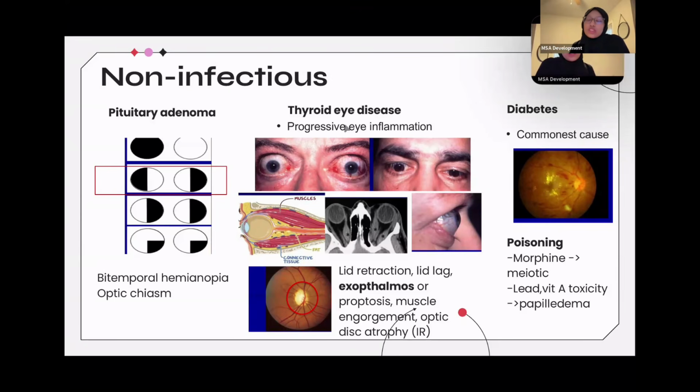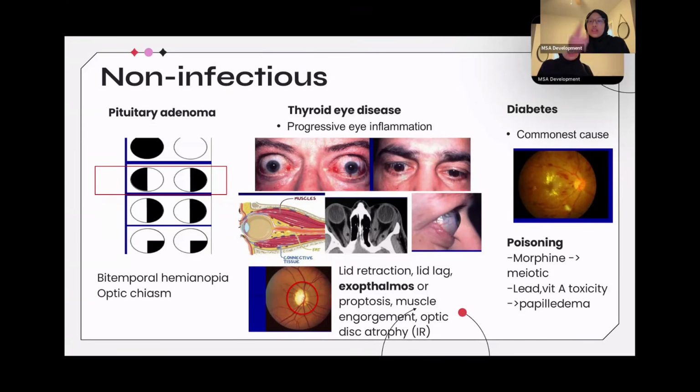Another non-infectious systemic cause can be thyroid disease, which can cause a lot of things in the eye. Things like lid retraction, where you should not be able to see that white part. It's scary, right? In thyroid eye disease, it can cause inflammation of the muscle and the fat around the eye because of connective tissue deposition, which can cause the eye to protrude out and cause exophthalmos, lid retraction or lid lag.